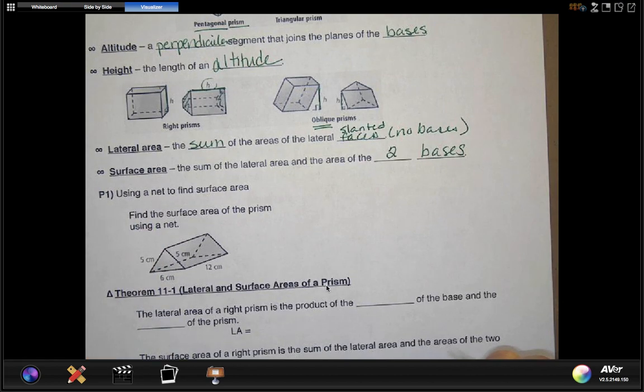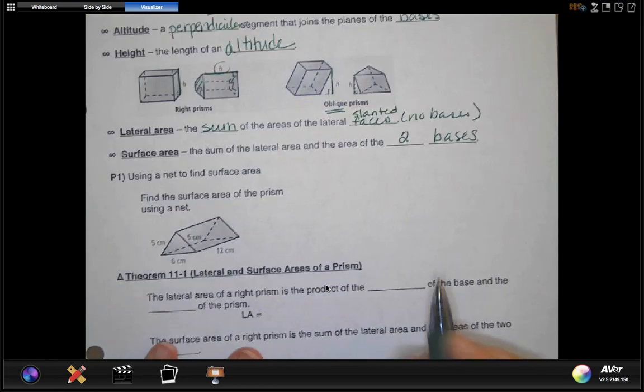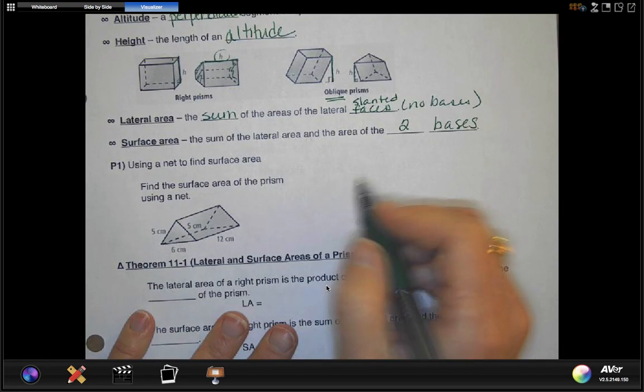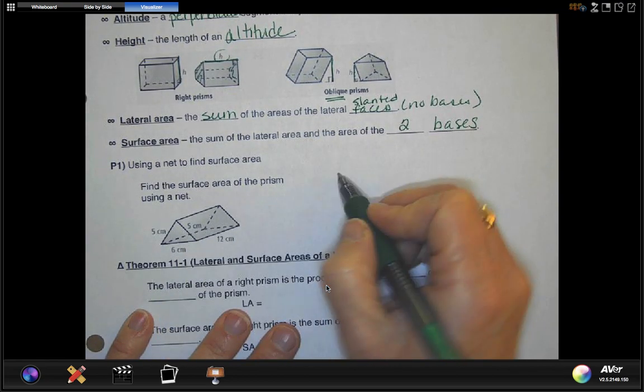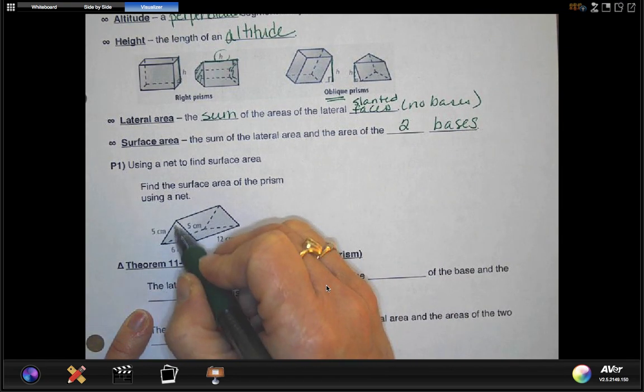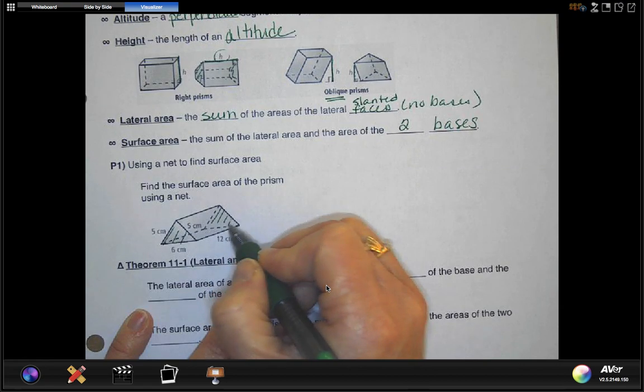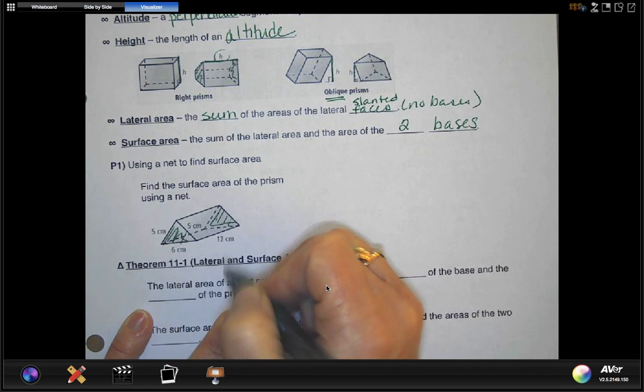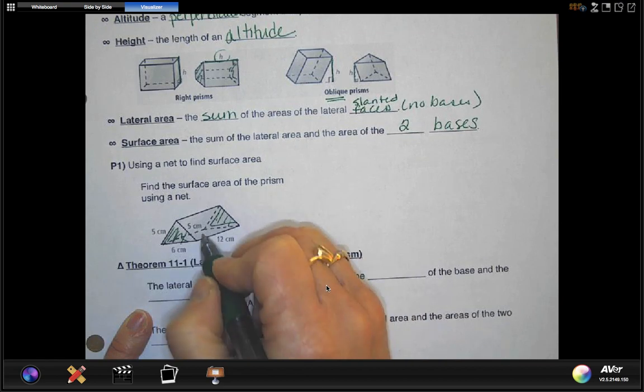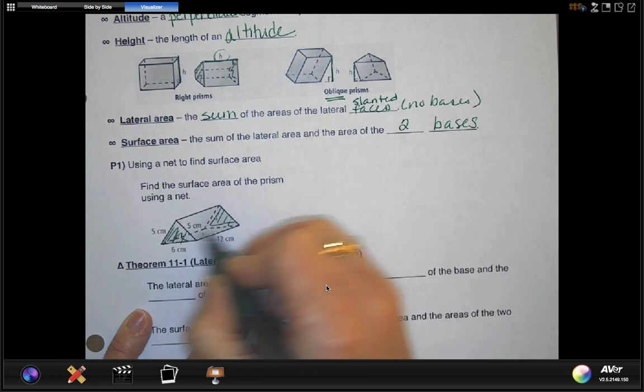All right, using a net to find surface area. So if you remember back in chapter 1, we talked about nets. So if I drew this one right here, this is that sideways one. So these right here are your bases. Those are the ones that are parallel to each other. And then I have 3 faces that are all actually rectangles.